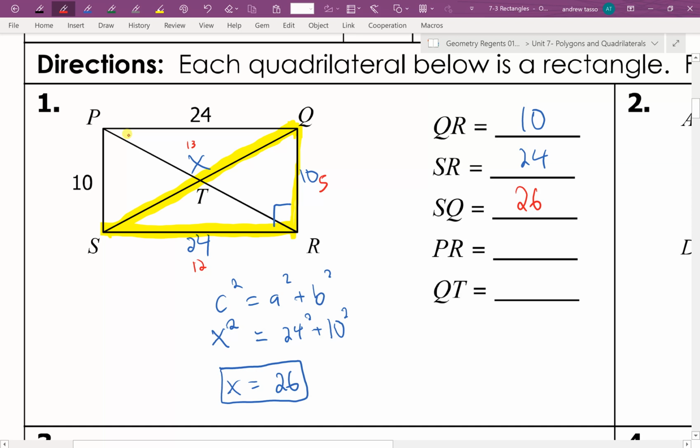Now PR, since the diagonals must be congruent, PR also has to be 26. And then QT would have to be half the value of the diagonal, so it has to be 13 each, right?